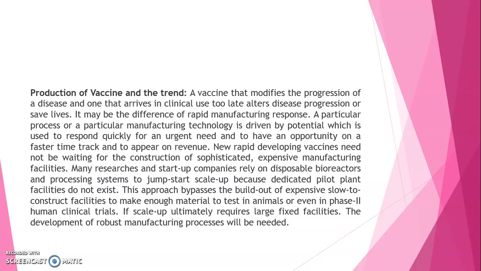The needs for vaccine production are, for example, development of vaccines for adolescents and adults in addition to children. Then new methods of administering the vaccines. Then development of synthetic vaccines. Then there are some edible vaccines, and so there are so many vaccines in the world. The development of robust manufacturing processes will be needed.